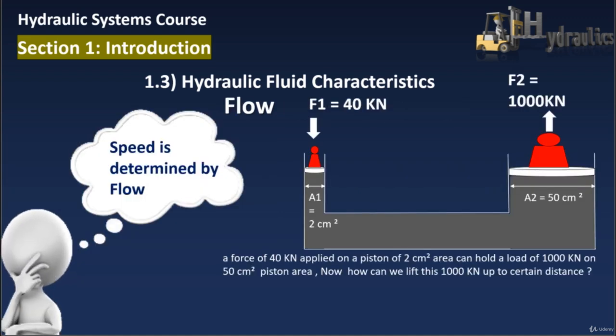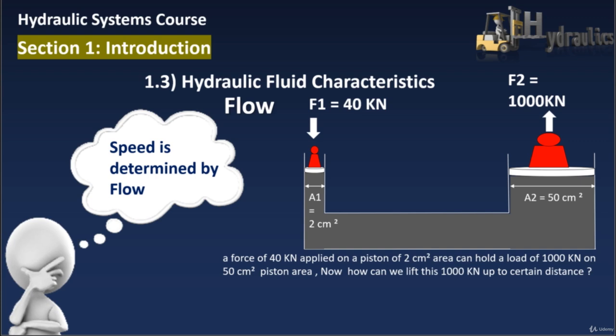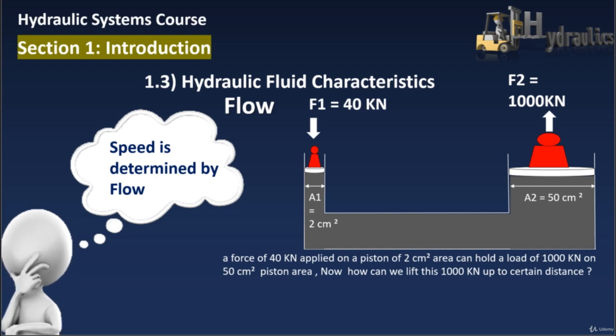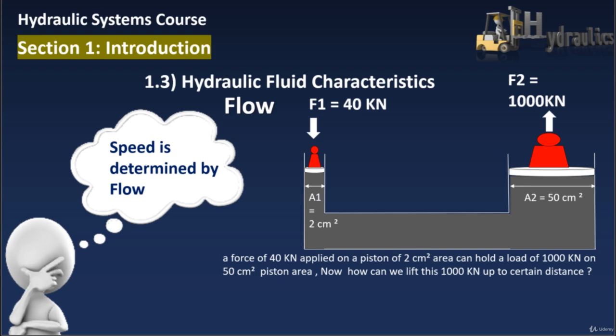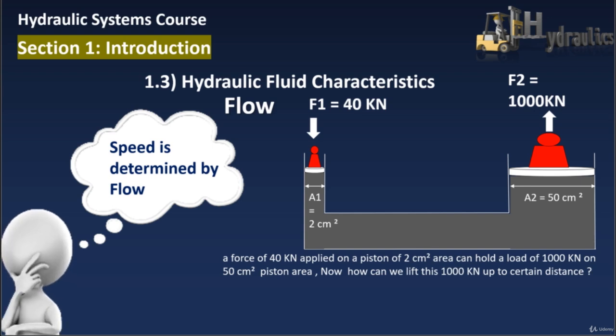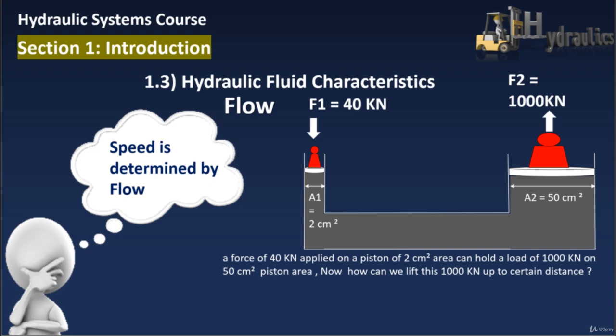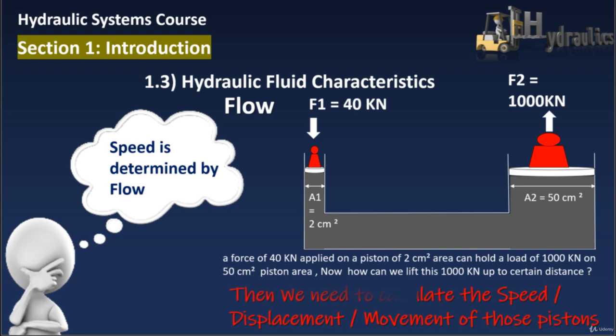If you recall from previous lectures, we said that speed is determined by flow. And if you recall the previous example, a force of 40 kilonewton applied on a piston of 2 centimeter square area can hold a load of 1000 kilonewton on a 50 centimeter square area. Now, how can we lift or move this 1000 kilonewton a certain distance? Exactly, we need to calculate the speed or displacement of those pistons.